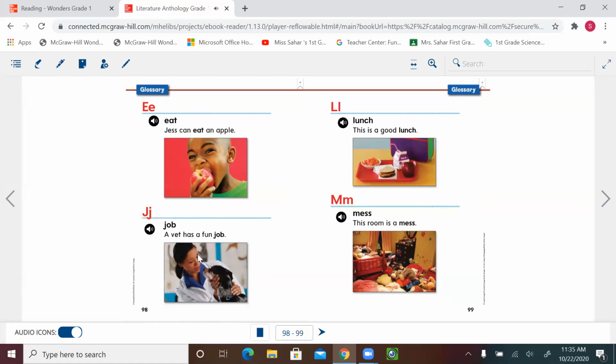We covered these words when we talked about jobs in town and how people can have different jobs to offer different services for their community. Lunch. This is a good lunch. So I can understand from looking at the picture that they're talking about food and a meal, and this meal is lunch. Mess. This room is a mess. And this is also another way to show me around, so I know now the meaning of the word.